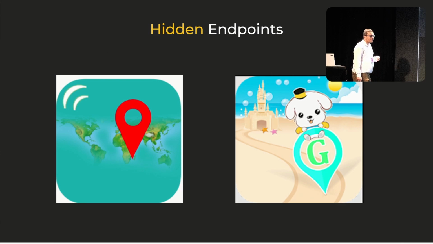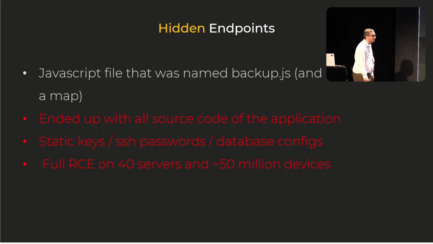SE Tracker, I don't know if you know it. It's probably the biggest Chinese GPS key locator. It had a JavaScript file that was named backup.js. When you see backup.js, you should look in there. It was referenced in a map. It had all their backup procedure in there.